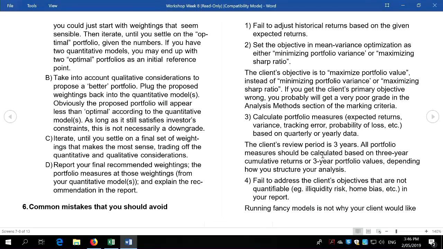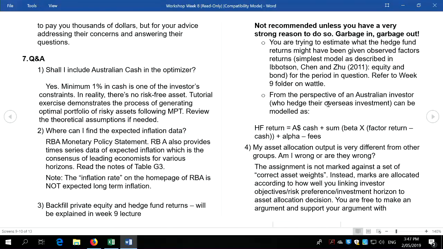I have a list of common mistakes you might make in the early stage of the assignment. You have to avoid these mistakes and try to generate something meaningful for your client. I think I have talked about this. Okay, some other common problems I have received in the past on the assignment.